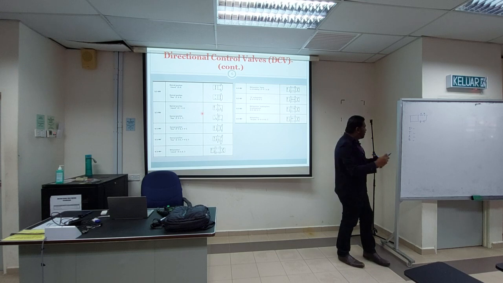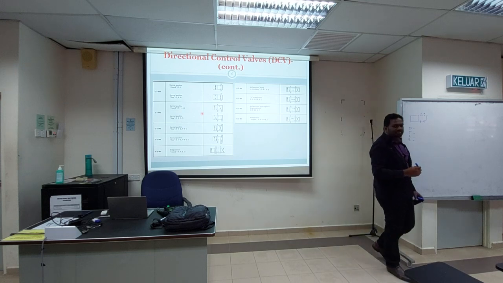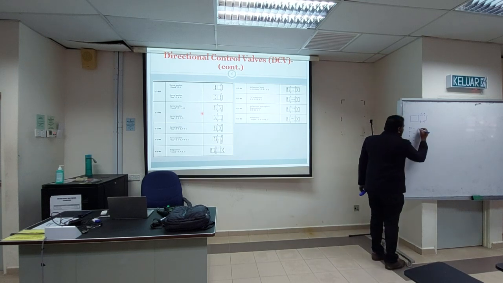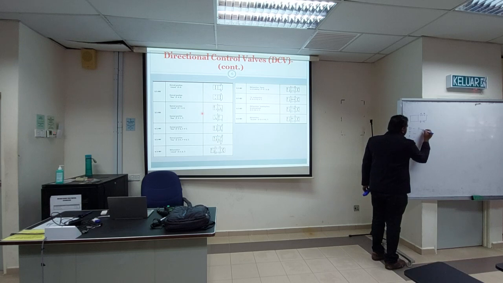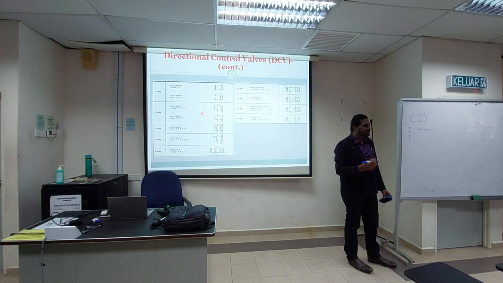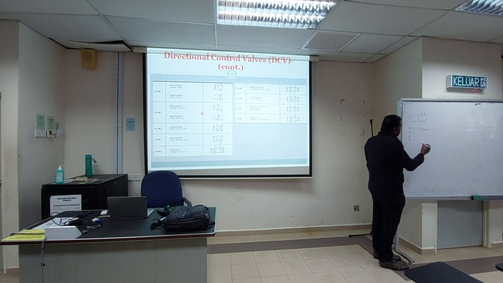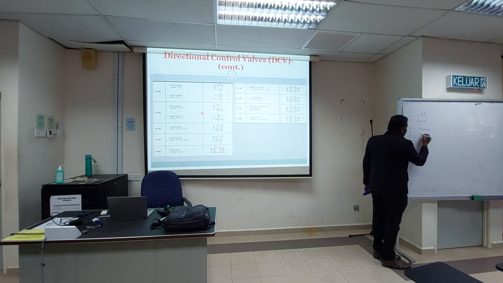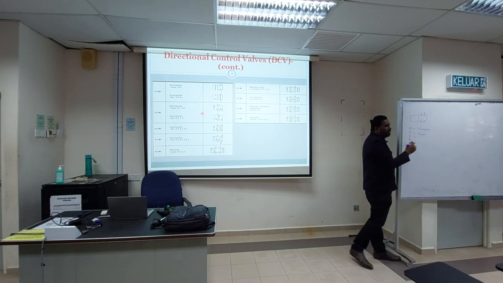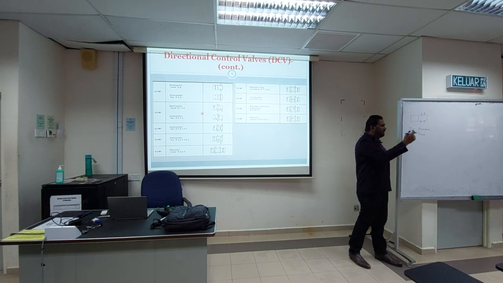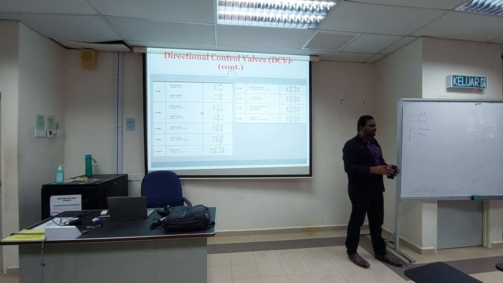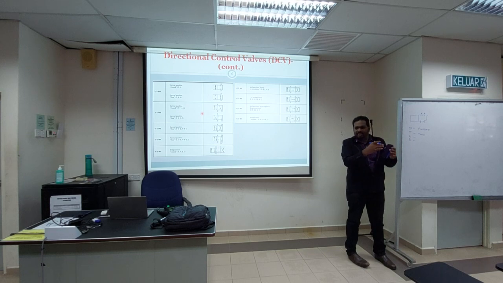Apa tu port P? P adalah pressure. So meaning you are getting from your compressor. Okay, kita start dari bawah kan. So dia akan terus ambil dari compressor. Pressure. T apa? Tank. Betul. Meaning udara yang masuk dia perlu balik ke tank lah. So masuk dari compressor balik ke tank.